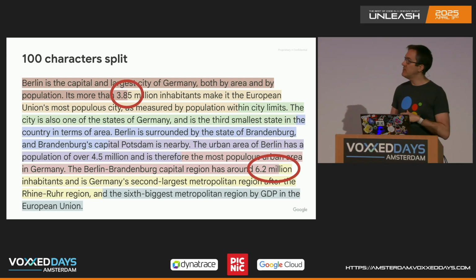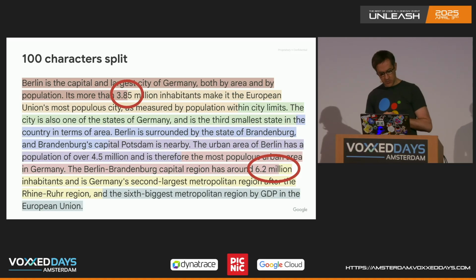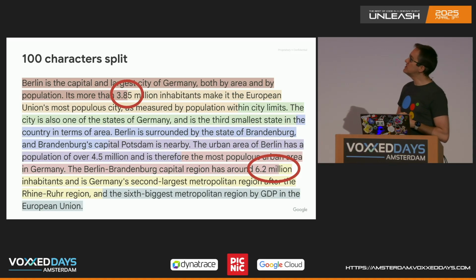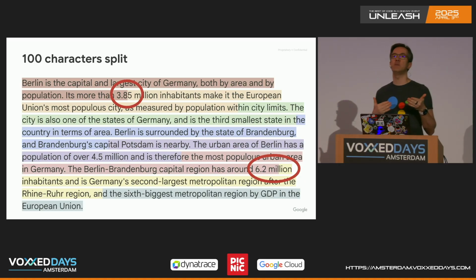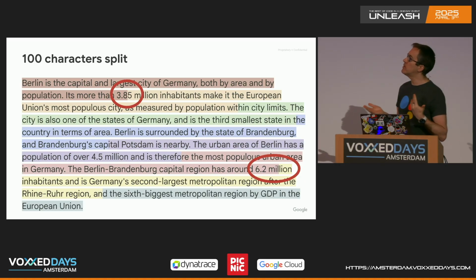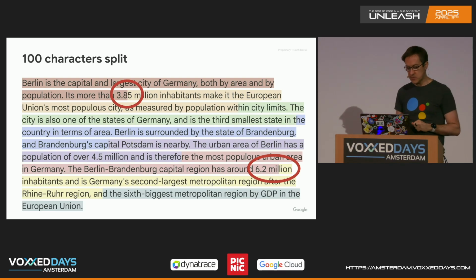If you look at those 2 points, actually, even the bigger, I think that's the population for the whole region. What's interesting here is that the numbers are actually split over 2 chunks. So no chunks contain the information about the number of inhabitants. Okay, so it's problematic because if I ask the question, what's the population, it's not going to be able to answer the question correctly because none of those chunks contain the answer because of the way it's split.